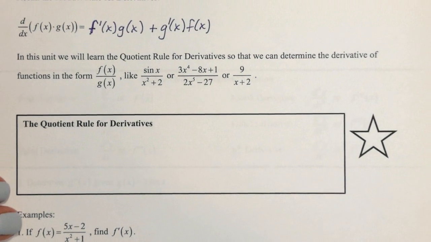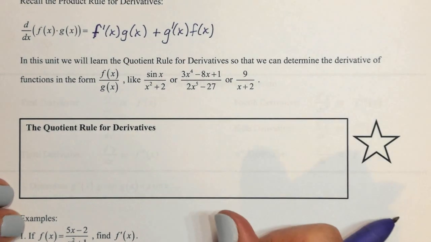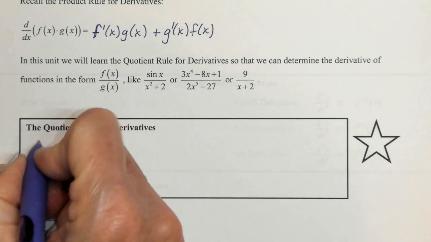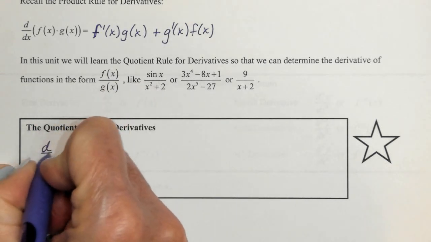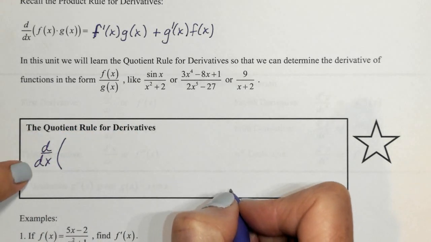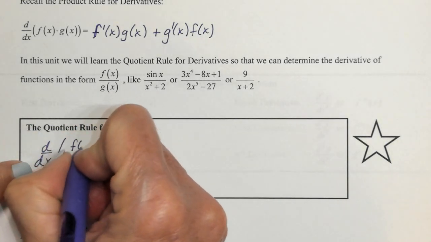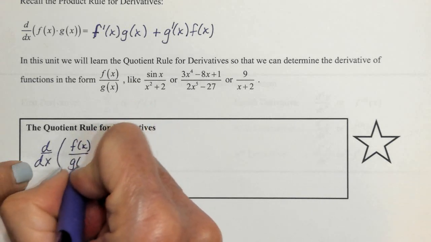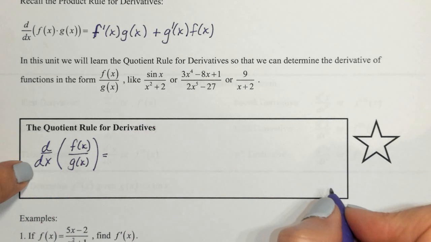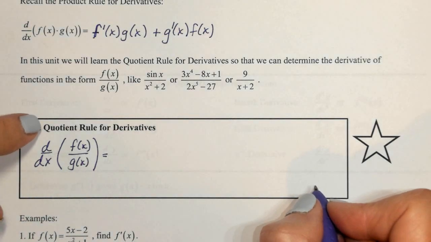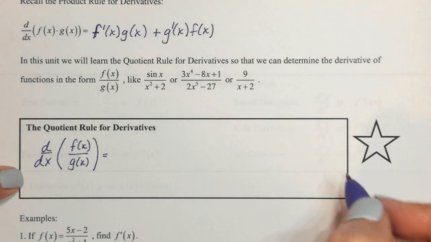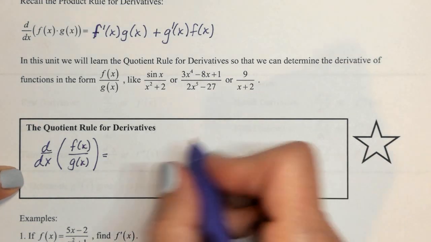Okay, so the quotient rule for derivatives, let's do it in its most general form with an f and a g. So I'm finding the derivative with respect to x of f of x divided by g of x. Okay? So the first thing you need to know about the quotient rule is that the quotient rule yields a quotient. You're going to get another quotient here.